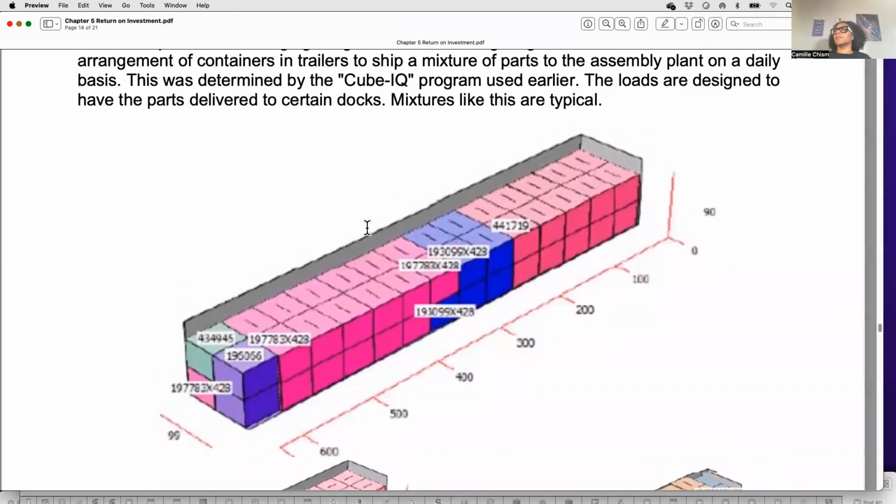Okay. So if you look at a load like this, these are all these different colors of different parts that are being shipped on the trailer. So this is pretty typical of a load that would be coming from a distribution center or a center that is cross-docking, because they're putting multiple parts on it to ship to the assembly plant.